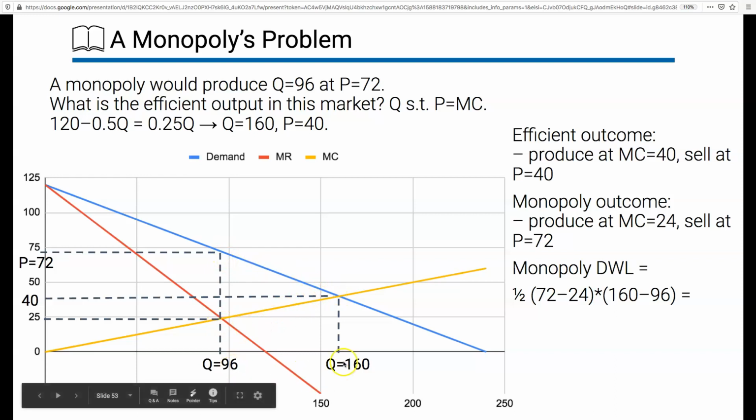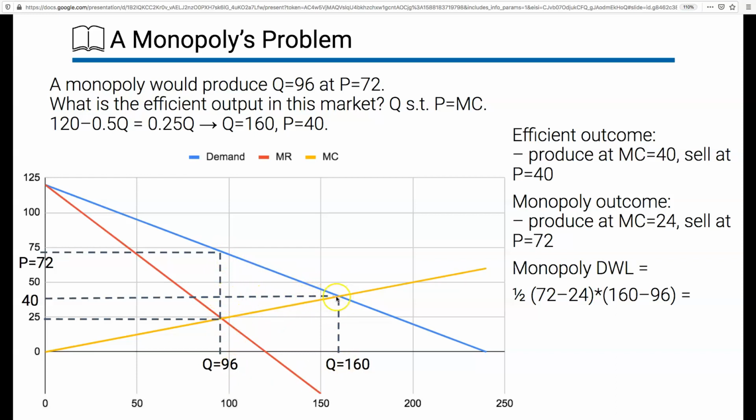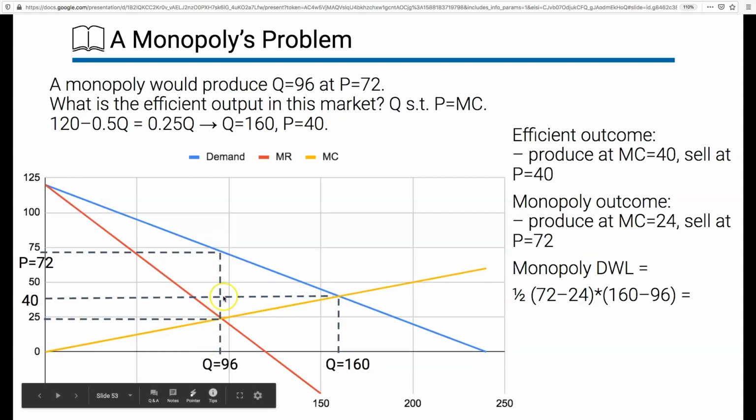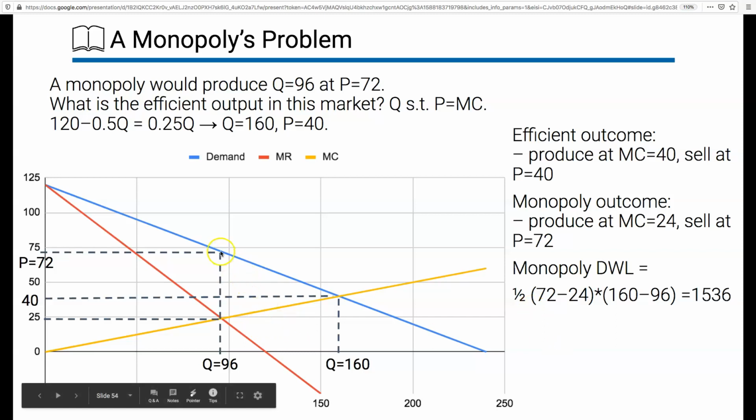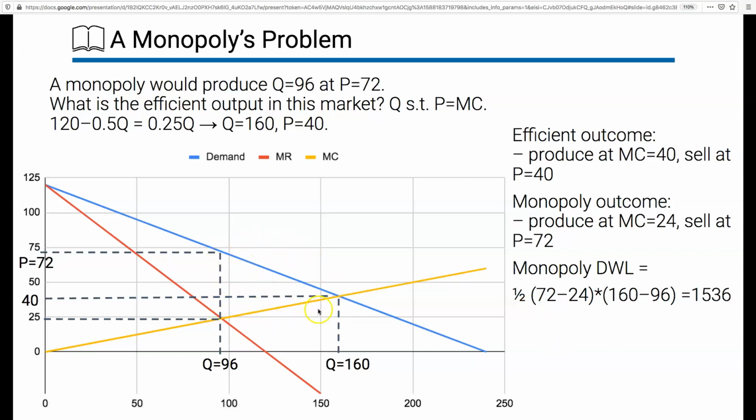The triangle is bounded by 96 and 160 in terms of quantity, and the base of that triangle would be the difference between the price the monopoly charges and the marginal cost it pays. So this vertical height is the difference between 72 and 24. That's the first term here, 72 minus 24. So that's the base. The height is the difference between 160 and 96. That's the second term here. And to calculate the area of that triangle, we need to multiply it by 1/2, and we'll get 1,536. So the monopoly generates a huge deadweight loss of 1,500.